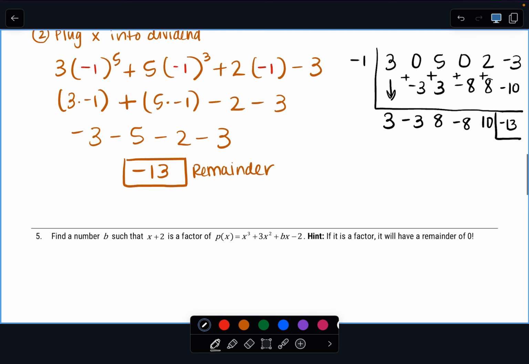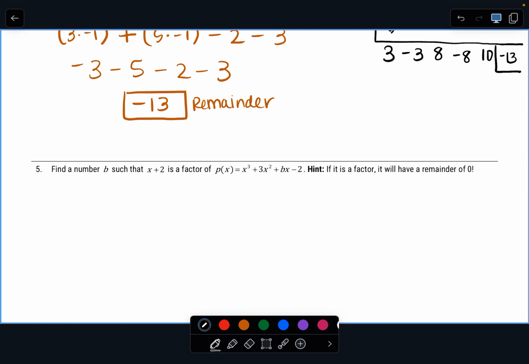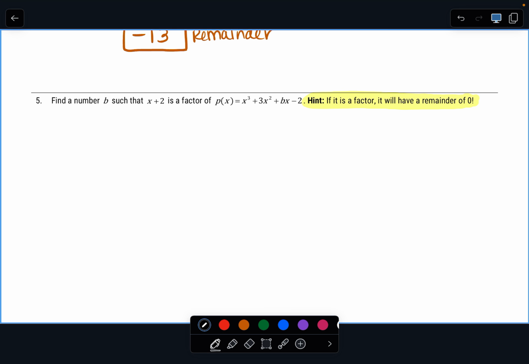Okay, let's try number 5. For number 5, find a number, b, such that x plus 2 is a factor of this polynomial. And one thing that we're going to highlight here, if it is a factor, that means it should have a remainder of 0. So you may have questions that ask you, is this a factor? But they will not tell you the remainder is 0. You just need to know remainder of 0 is a factor. I'm going to set this up again in both ways so you can see how remainder theorem will work and how synthetic division will work.